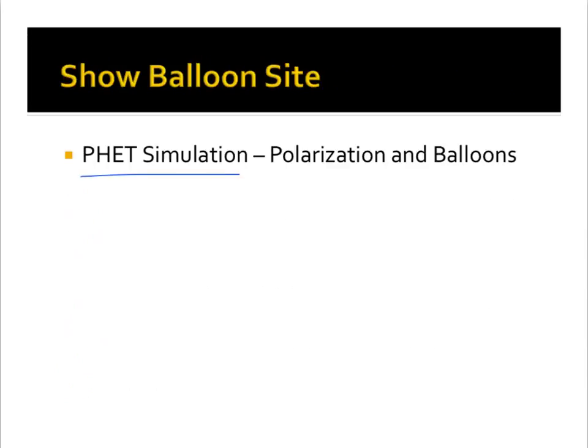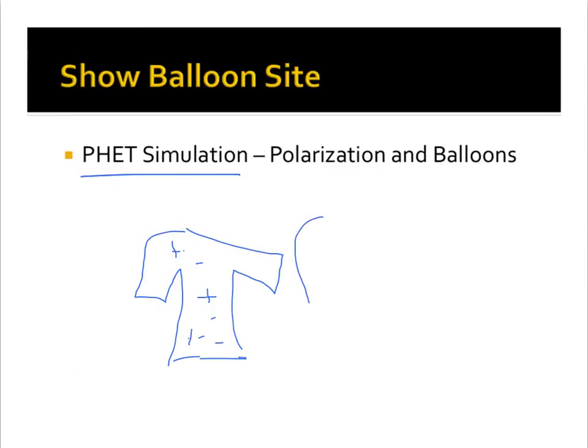I have put a link to this PhET simulation on Canvas, so if you'd like to go there and look at it, that's fine. So what we have is a sweater, and this sweater has a bunch of positive and negative charges, but we also have a balloon that we can rub on the sweater, and then it picks up the negative charges.